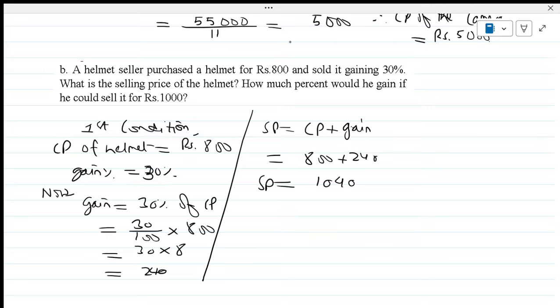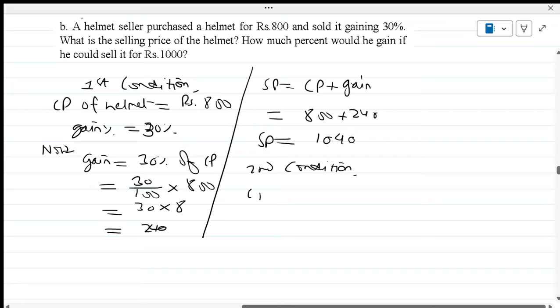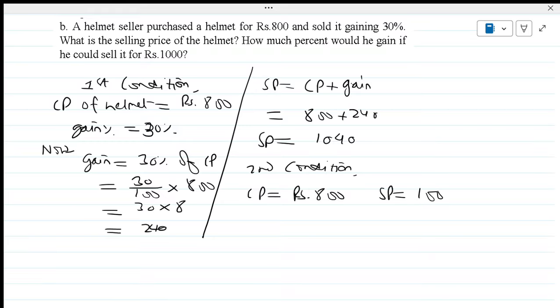And after that, let's go with the second condition. In the second condition we are asked, how much percent would he gain if he could sell it for rupees 1000? So he is selling it for a lesser price now. When he sold for 1040, he was gaining 30%. Now he's selling it for only 1000 rupees, and we are asked what percent of gain he will make. So in the second case the CP is the same, he had purchased it for 800 rupees, and now he is selling it for rupees 1000.